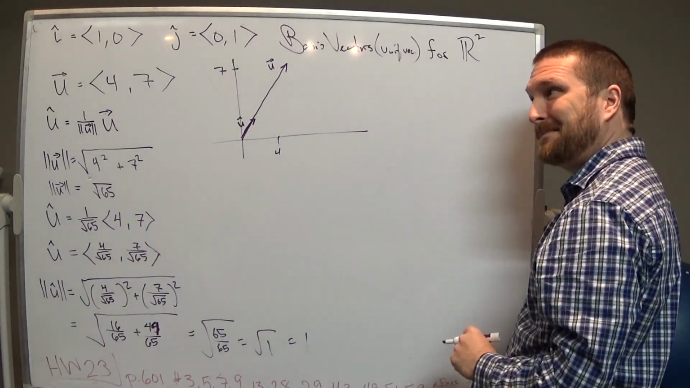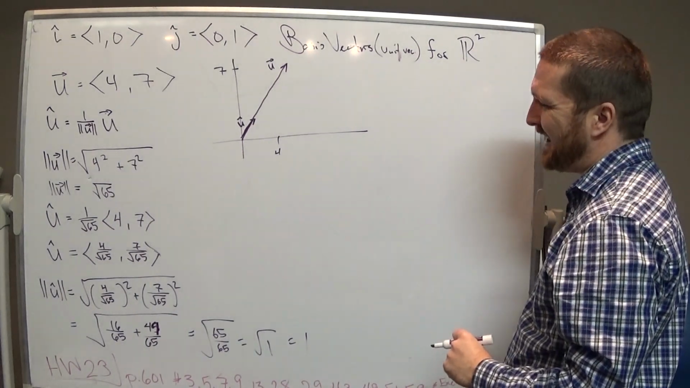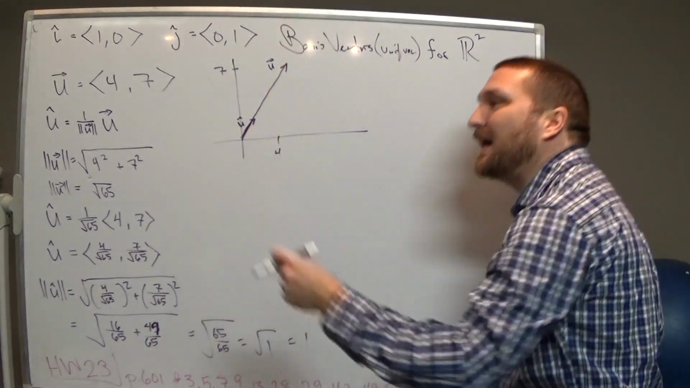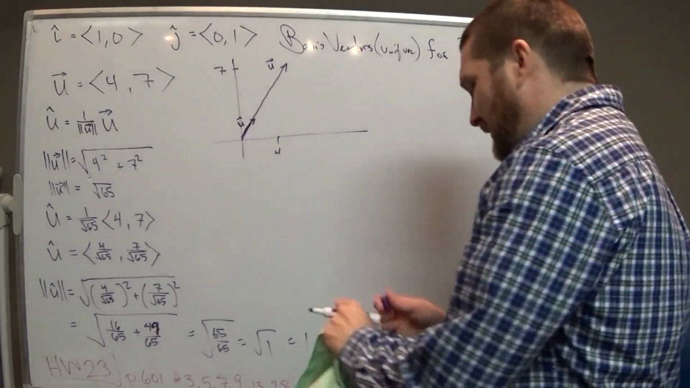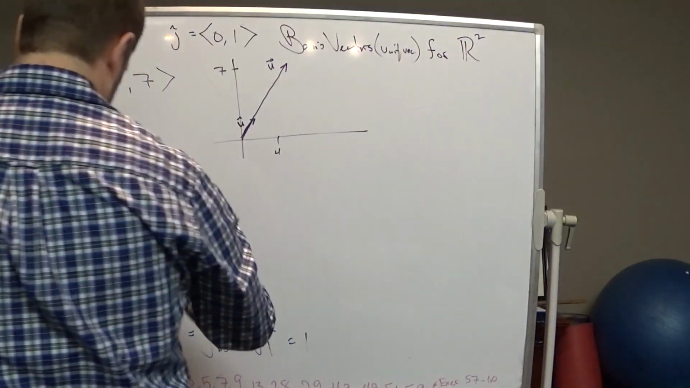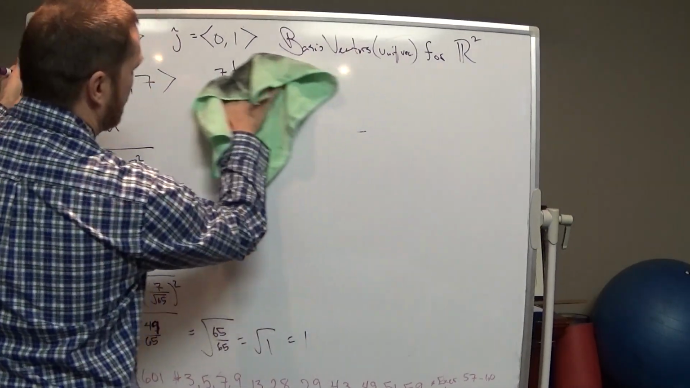Oh, but its magnitude would be less than 1. Yeah, exactly, its magnitude's less than 1. You divide by it, it makes it bigger, right? So, I was going to go through an example, but it's pretty straightforward stuff.